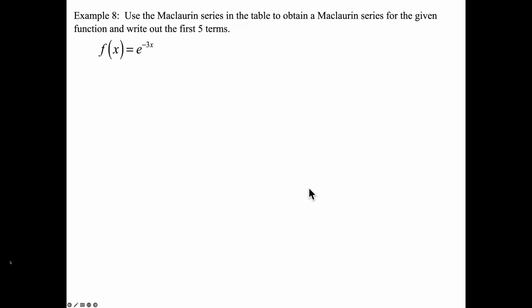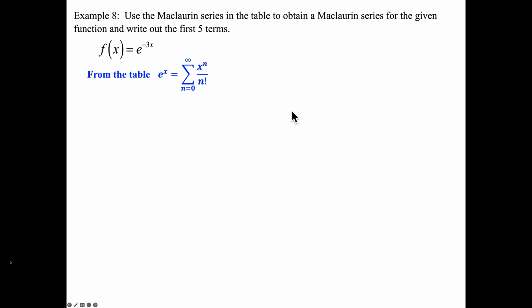All right, example 8, use the Maclaurin series in the table to obtain a Maclaurin series for the given function and write out the first 5 terms. f of x equals e to the negative 3x. Well, we know e to the x is the summation n equals 0 to infinity of x to the n over n factorial. So again, negative 3x goes in and replaces the x, so negative 3x to the nth power.